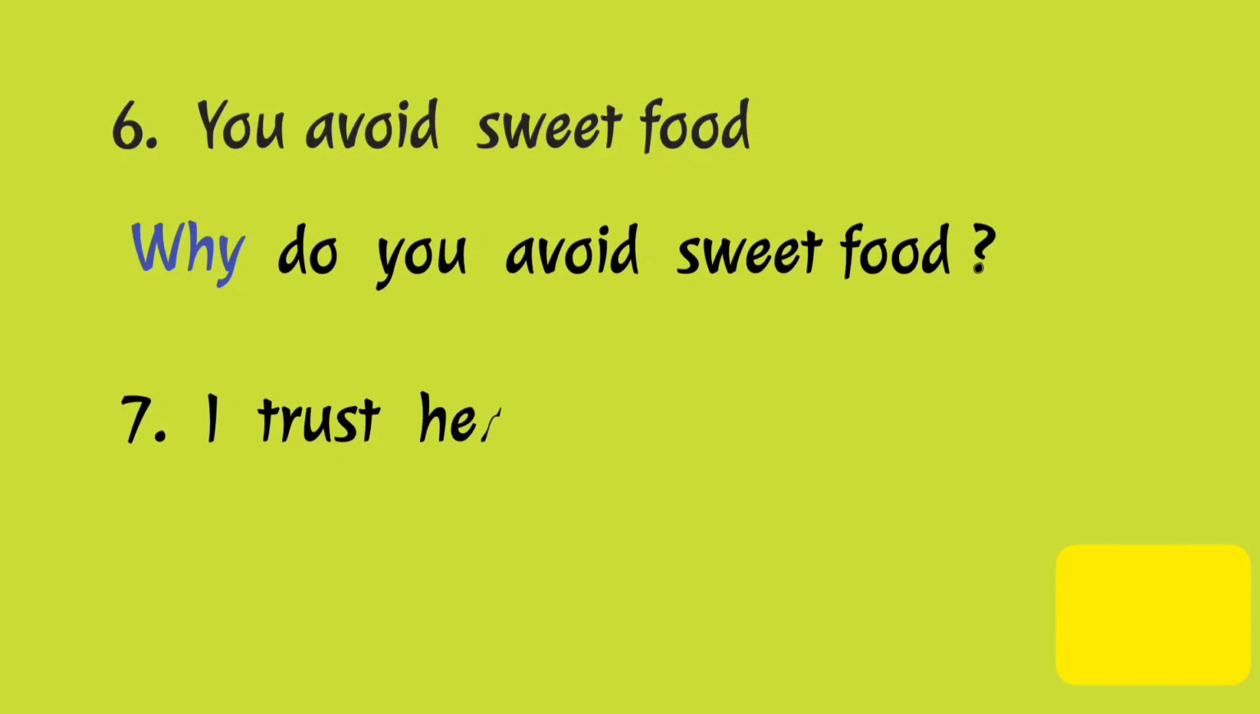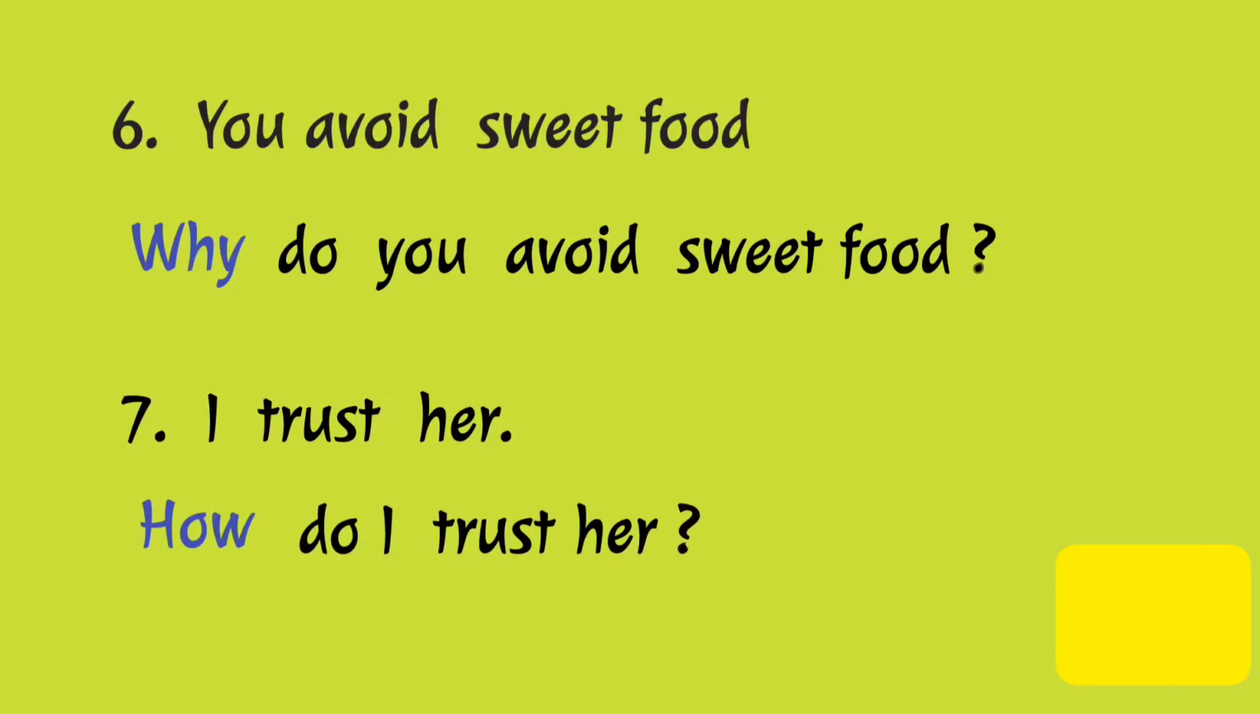Next, number 7, we have: I trust. Now, there is no auxiliary verb, but it's a simple present. The subject is I, so we have to use do. How do I trust her?